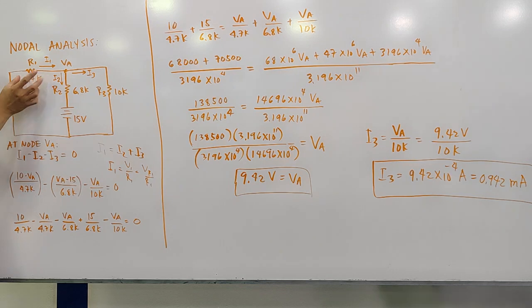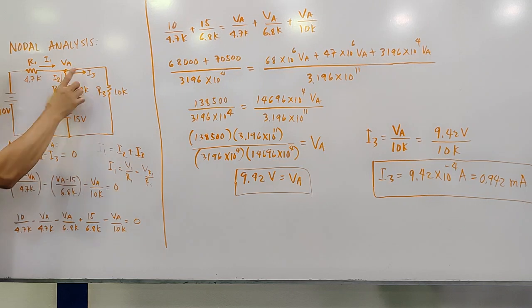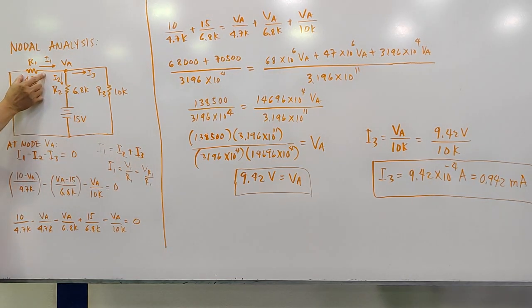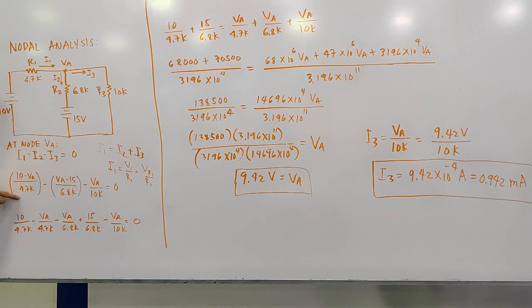That's why it became 10 minus VA. That's VR1. VR1 is the voltage here minus this one, equal to this VR1. So, like it chops. That's why it became 10 minus VA over 10.